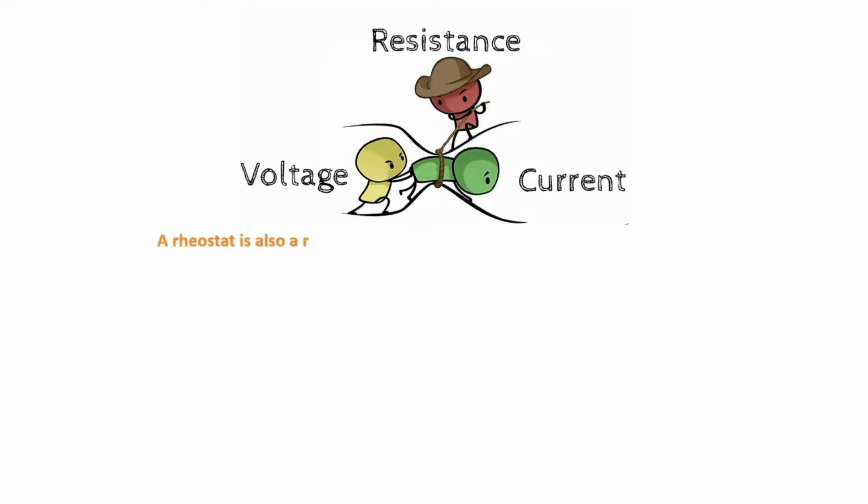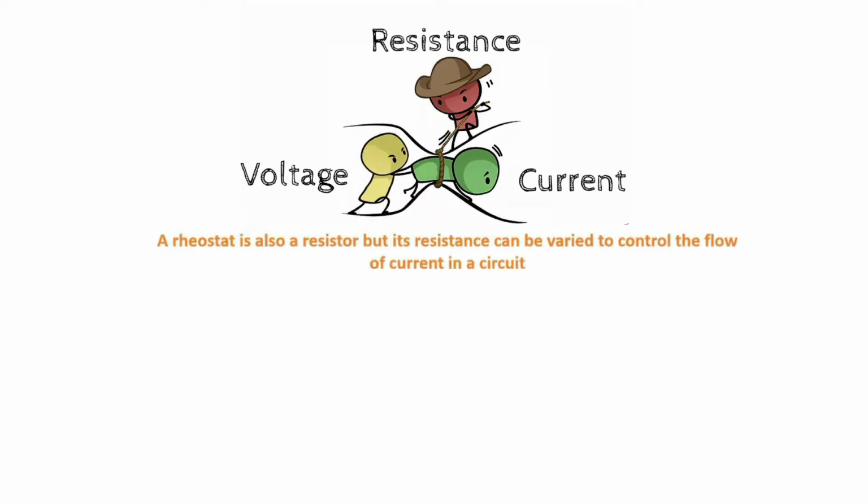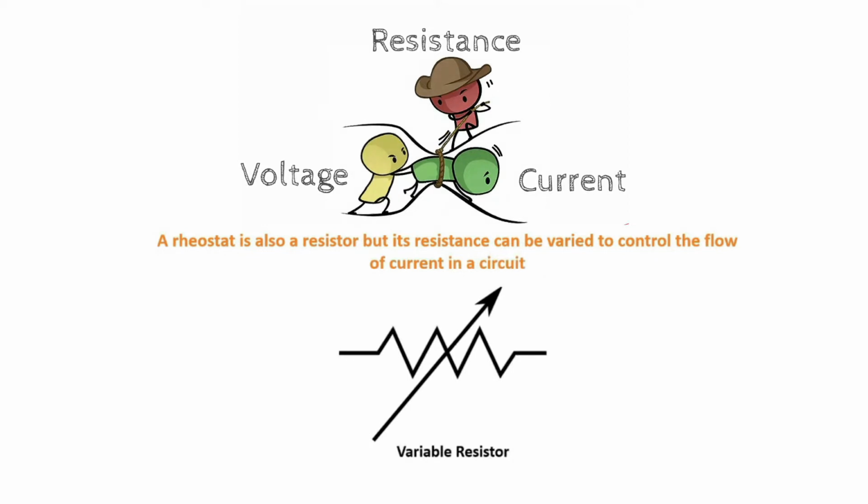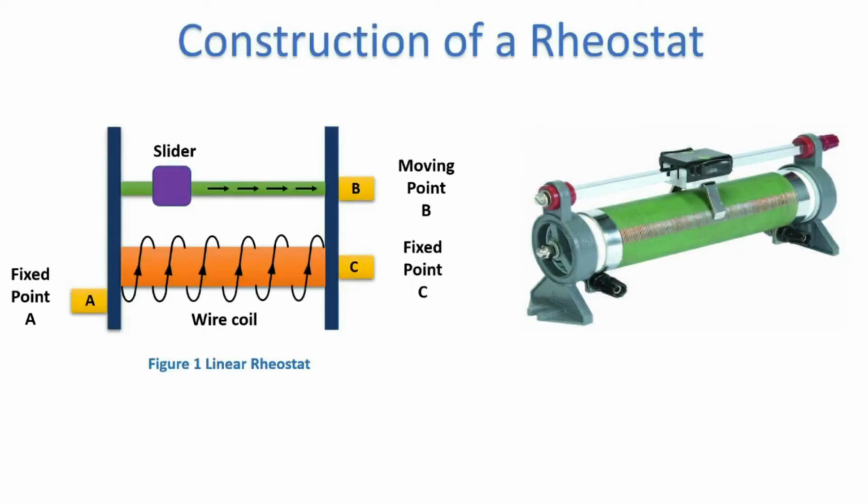A rheostat is also a resistor, but its resistance can be varied to control the flow of current in a circuit. Therefore, we also call it a variable resistor. With a rheostat, there's no need to connect separate resistors for increasing or decreasing the equivalent resistance, since it can perform both functions. Now let's get to the construction and working of a rheostat.